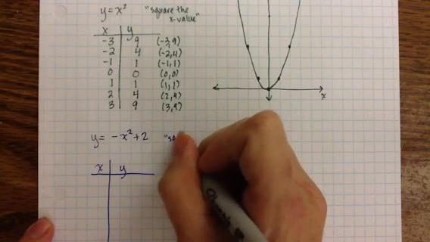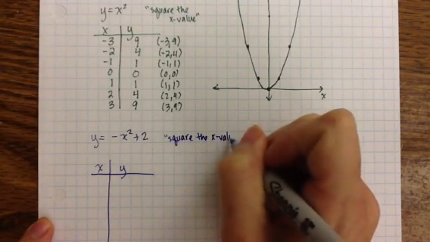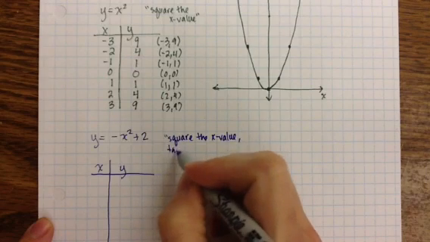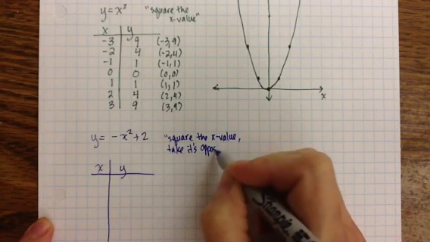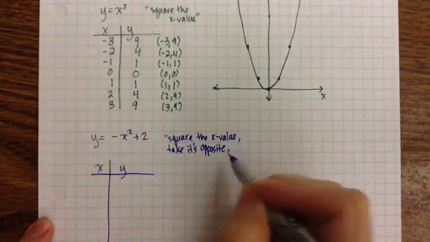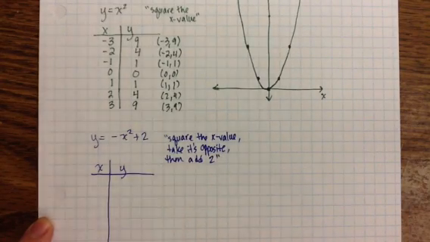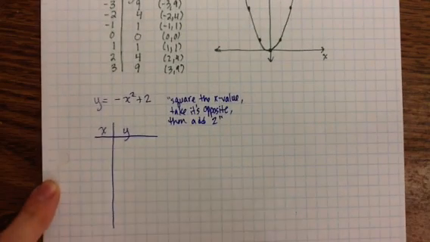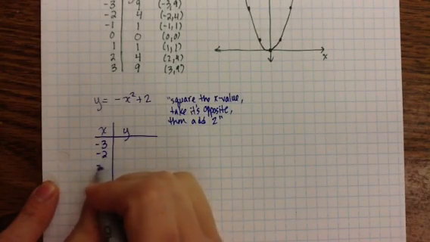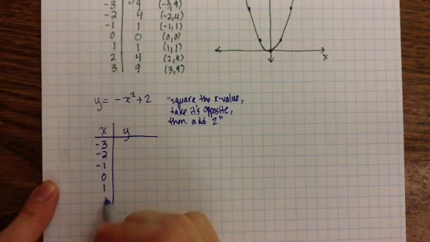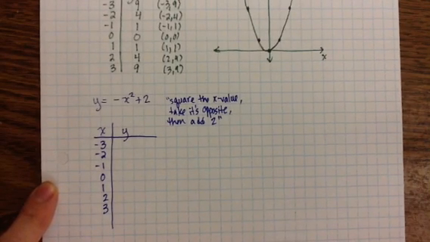So we're going to square the x value, then take its opposite, then add 2. Okay, so that's what we'll be doing each time. So let's just start with the same x values we had before and see how that works for us.